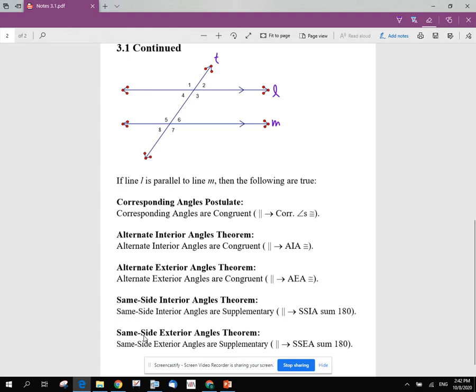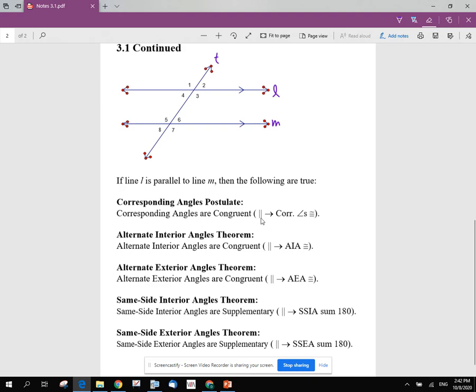These 5 postulate/theorems, we've got a postulate and 4 theorems, correspond to the previous slide in the same order. Okay, so we had corresponding angles that we identified. The corresponding angles postulate states that corresponding angles are congruent. This is the shorthand that we're going to use in proofs for this postulate.